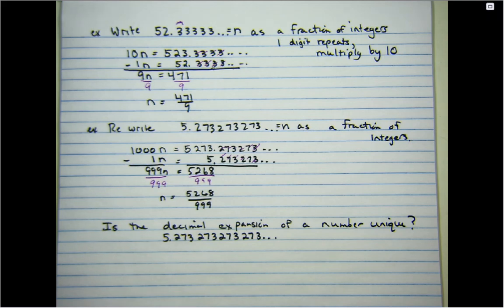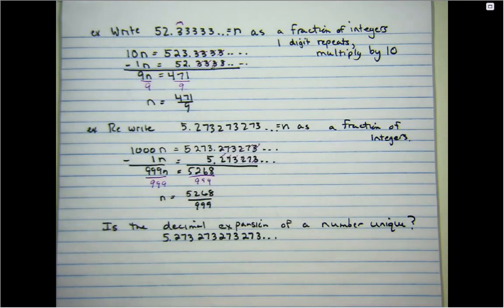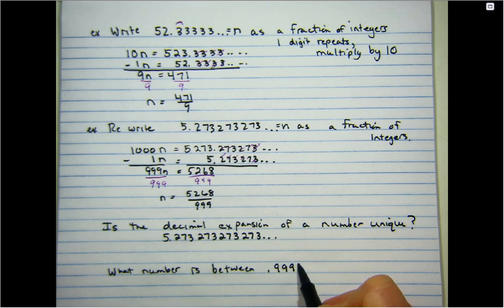The class started with the section 2.7 question last class, asking if there's a number between 0.99999 repeating and 1. Do you remember what you answered there? Anybody? You answered yes? What number would be between 0.9999 repeating and 1? 0.9991. Let's see. And so one possibility is like that? Okay.